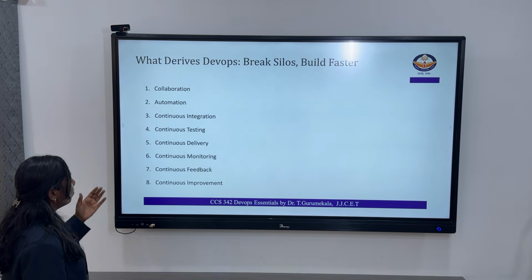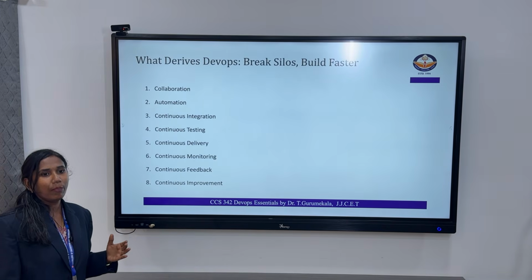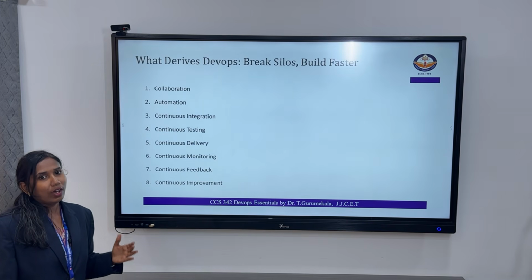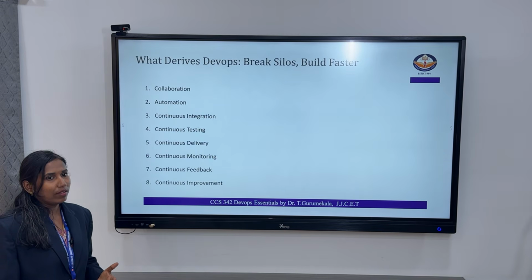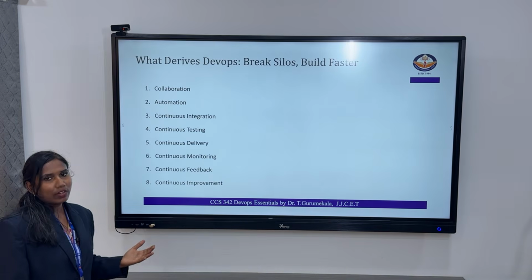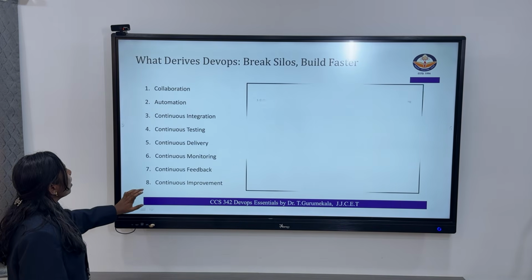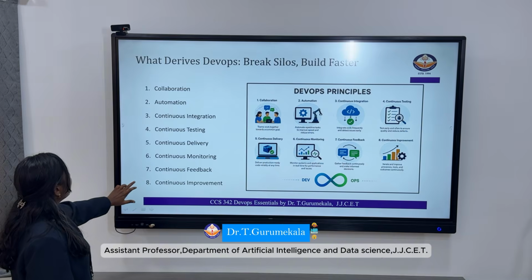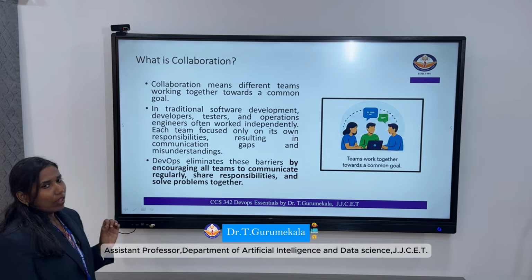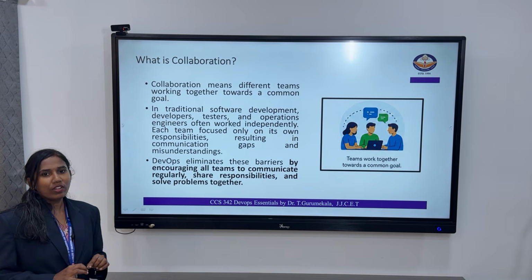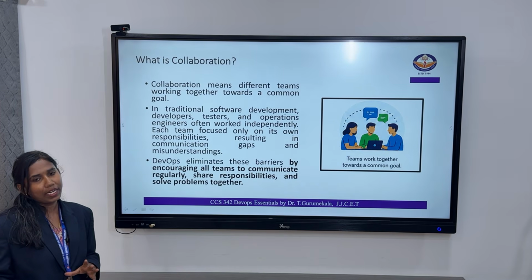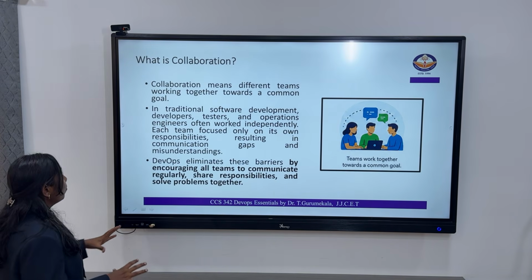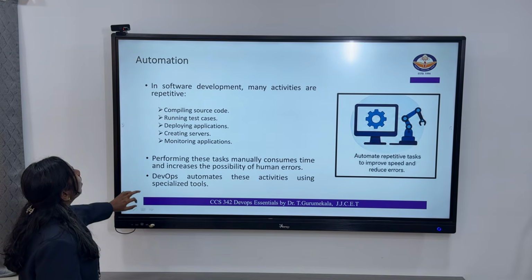All these principles are executed with the help of various advanced tools such as Jira, Maven, Gradle, Docker, and Kubernetes. Right? We will discuss that shortly. So, what is collaboration? Here, as I already mentioned, in the software development process all the teams must come together and work in a collaborative manner towards the same goal. This is the motive of collaboration.